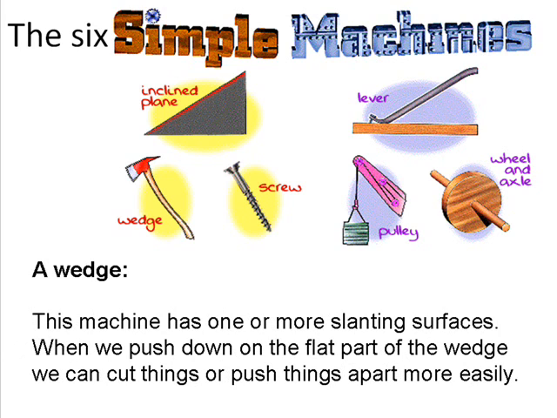A wedge. This machine has one or more slanting surfaces. When we push down on the flat part of the wedge, we can cut things or push things apart more easily.